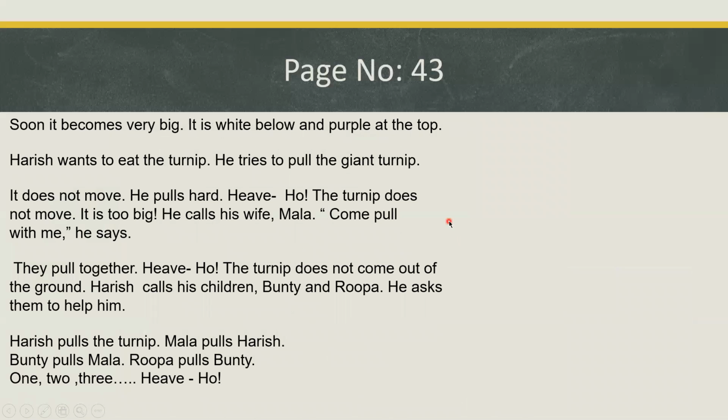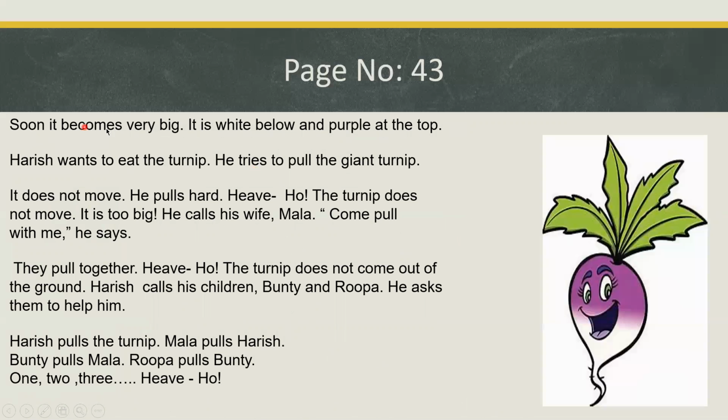Page number 42. Soon it becomes very big. It is white below and purple at the top. So day by day as it started growing, it became very big. So what are the things called which are very big in size? Wonderful, giant. So it was growing into a giant turnip.